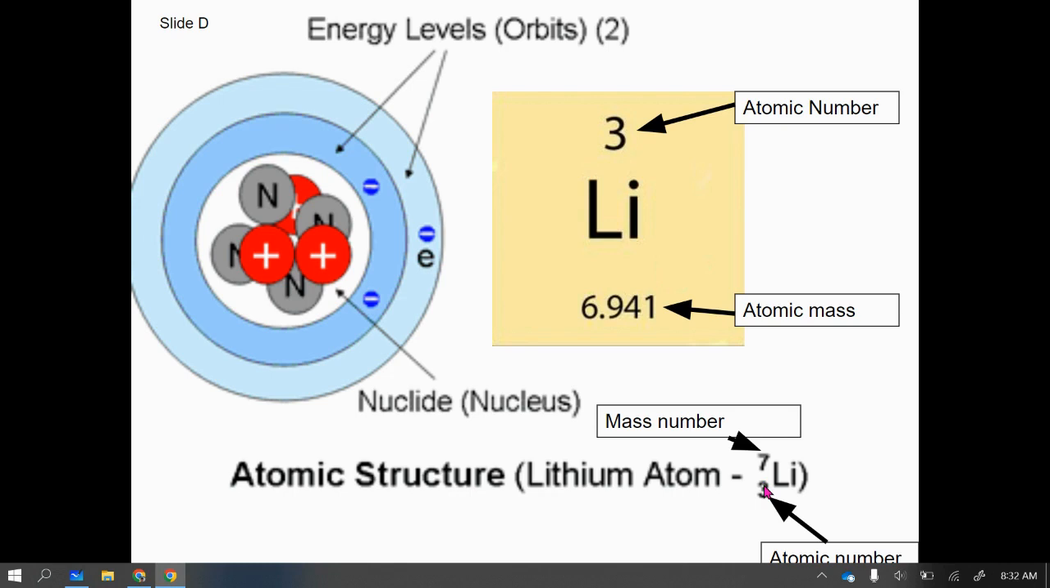And what does that number represent? That represents the number of protons. So if we look at our actual physical model here, or the picture of the atom, how many protons are in the nuclide or the nucleus? One, two, three. And so that number is represented here with a 3. And if we wrote the nuclide symbol, we could put that number down here as a 3.